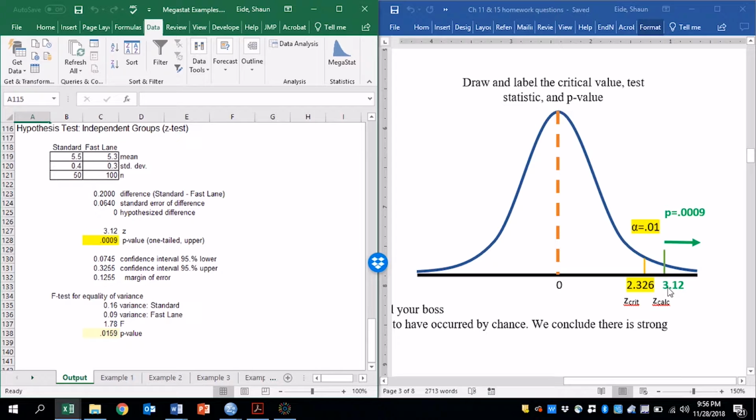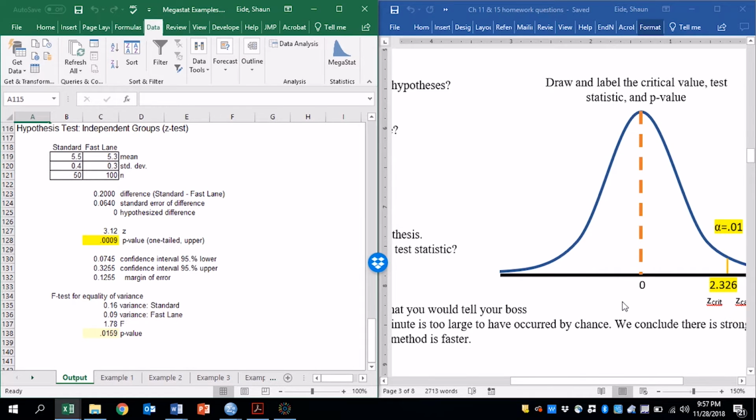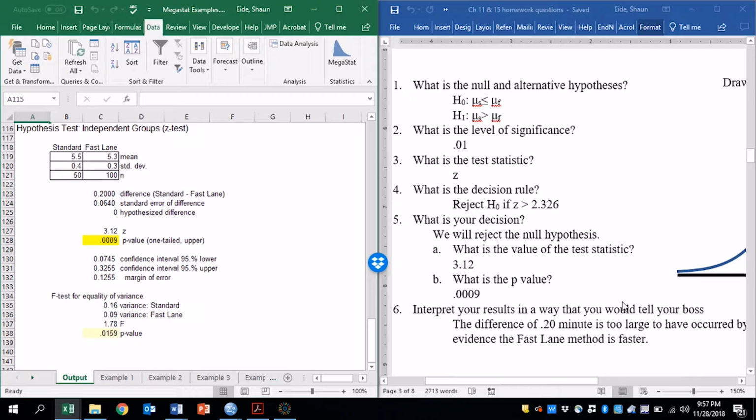And what we do now is we reject the null hypothesis because z-calc is more extreme than z-crit, or another way to do this is the p-value is less than the alpha. Either one of those will work. So if the p-value is less than the alpha, then we reject the null hypothesis. If the z-calc is more extreme than the z-crit, then we reject the null hypothesis. So what does this mean?